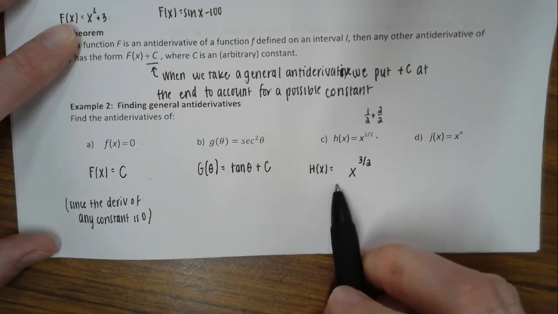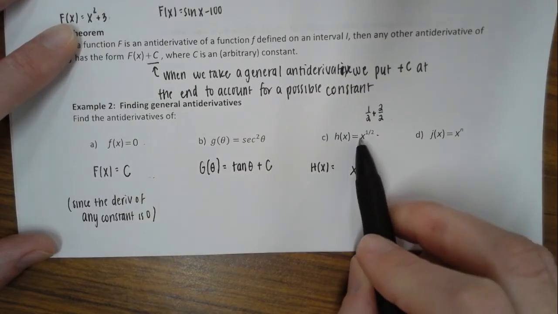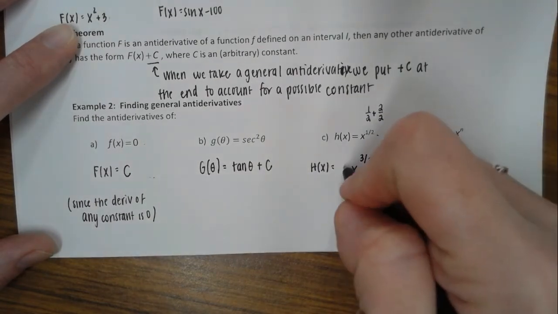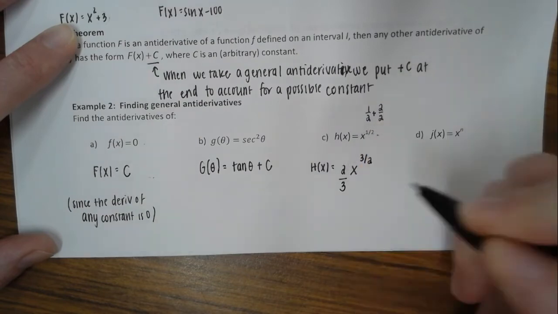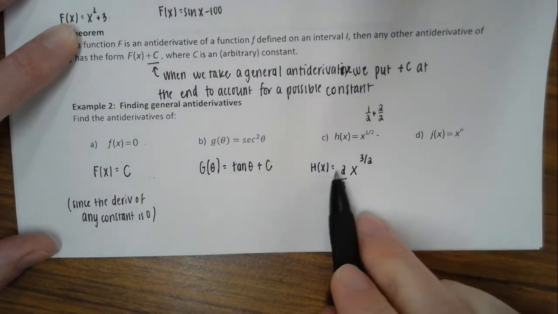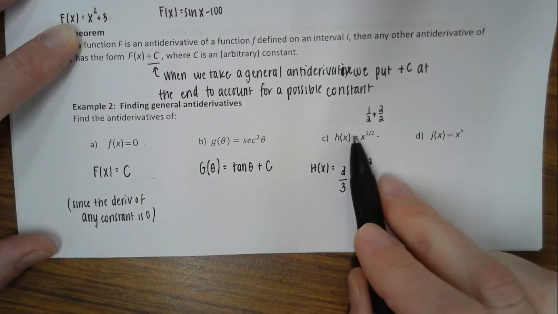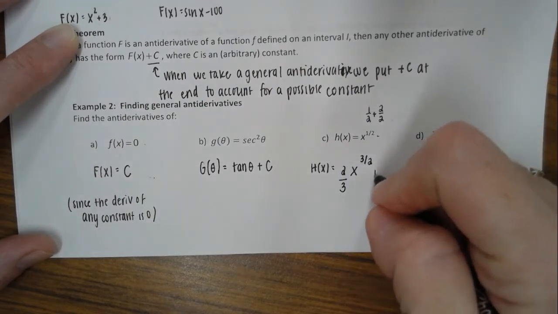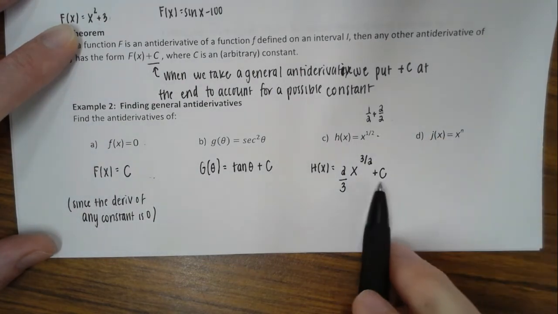But then I have to think about what number would have been over here to undo it to only get a 1 here. That would have had to have been 2/3. Because if I were to bring down 3/2 and multiply by 2/3, that's what would give me a 1 here. And again, I could have had some constant added at the end. So I'm going to put a plus c here.